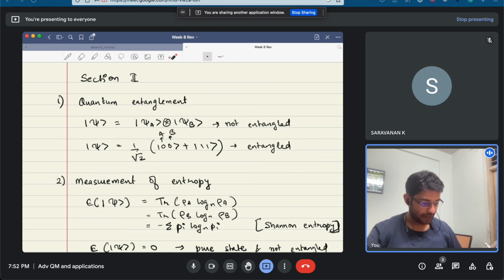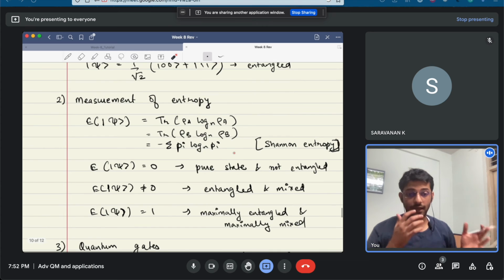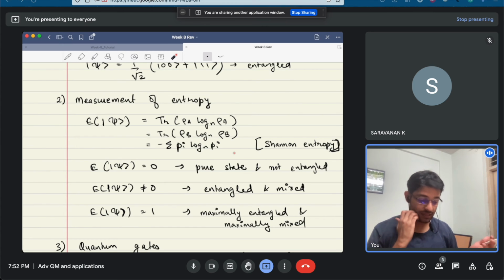Then next we had the measurement of entropy, which also helps you find out the maximally entangled states in any system.